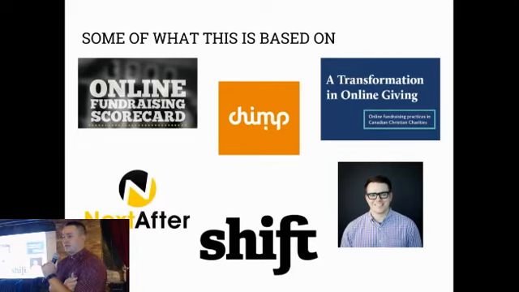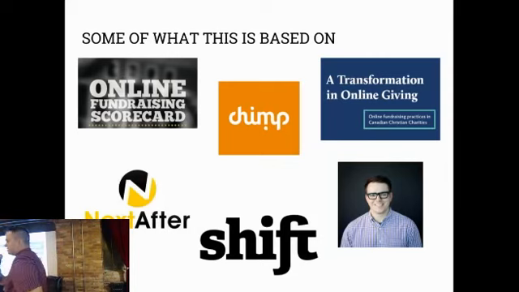This optimization is based on a whole bunch of things, but some of the resources, Next After, I learned so much from their tests and resources. They've also produced a book called The Online Scorecard. They looked at 150 organizations, made donations and tracked them, and analyzed all the emails and the flow. This study, top right, did the same thing with 96 charities here in Canada, Christian charities, analyzing all their donation flows and pages. Then us at Shift, me at Chimp, processed thousands and thousands of donations.